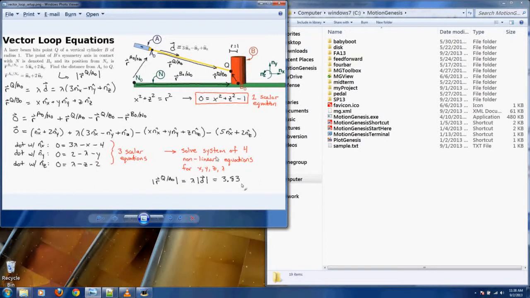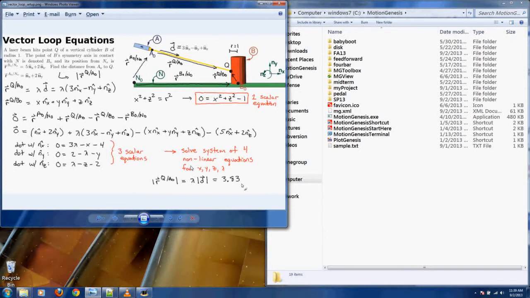Solving this system of four equations is actually kind of tricky because it's a nonlinear system. While these three equations are linear, this equation here is nonlinear, which we can see because x and z are both squared. Solving a nonlinear system can be done using a variety of software packages, but we're going to talk about using MotionGenesis for this class.